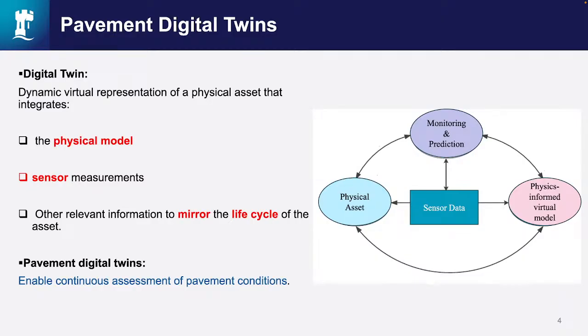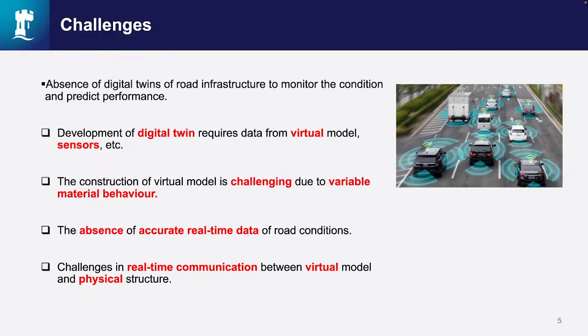Generally we talk about digital twins. It's a dynamic representation of a physical asset that integrates the physical model, a virtual model which has sensor inputs and also other relevant information that mirrors the life cycle of the asset. This is generally how we could do something like this for pavements, but in terms of pavement digital twins, there are a number of different challenges.